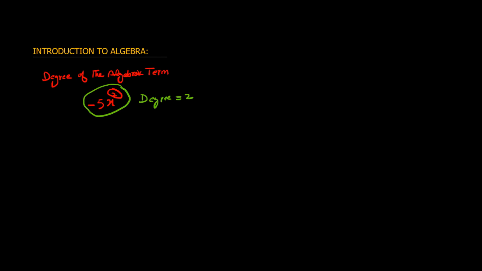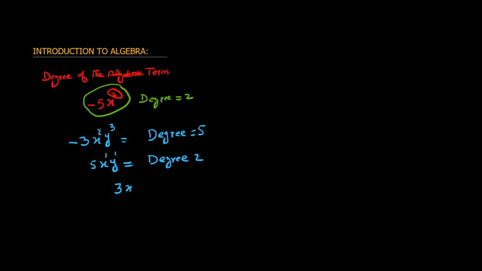So let's take another example. Minus 3x squared y cubed. The degree of this term would be the sum of the exponents of both letters, because letters are the base. So the sum of exponents of both letters is 5, so the degree of this term would be 5. And 5xy has a degree of 2, because if there is no exponent, it is assumed to be 1.